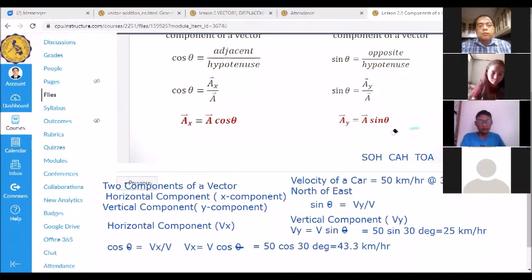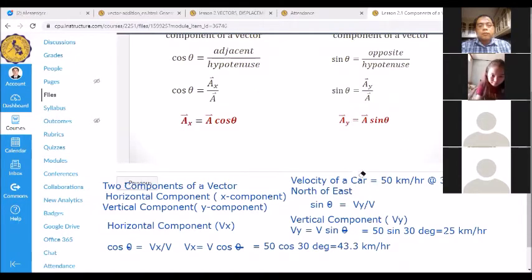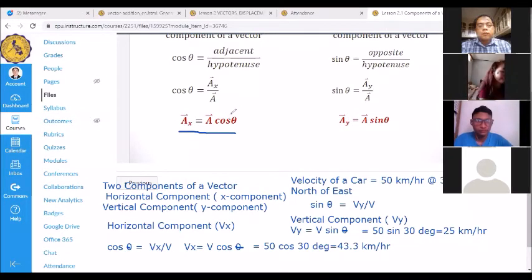Let me erase this. So in finding the x component, no? We always multiply it with the cosine function. So the magnitude of the vector times the cosine of the angle. The vertical, so vertical is always in terms of y, no? So the magnitude of A times the sine of the angle. So first we get the vertical and horizontal components, no?